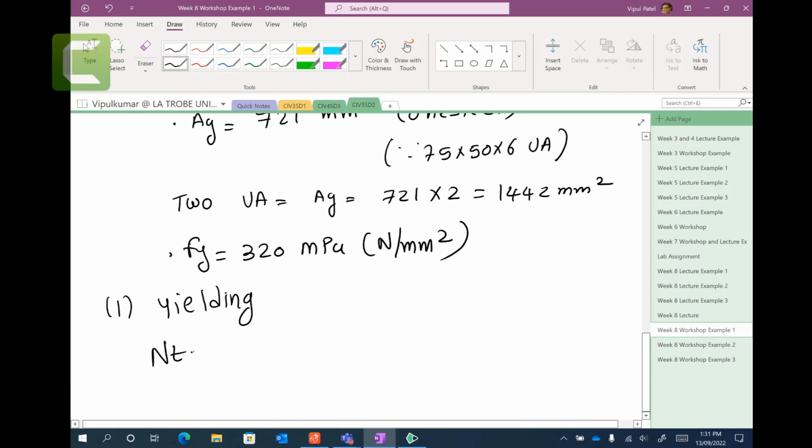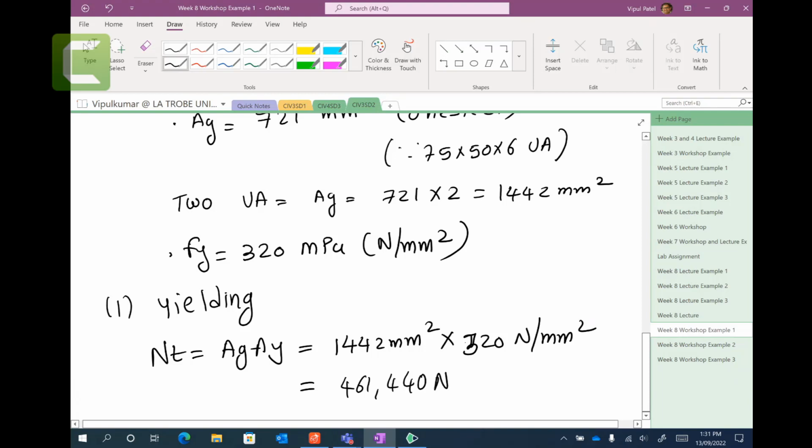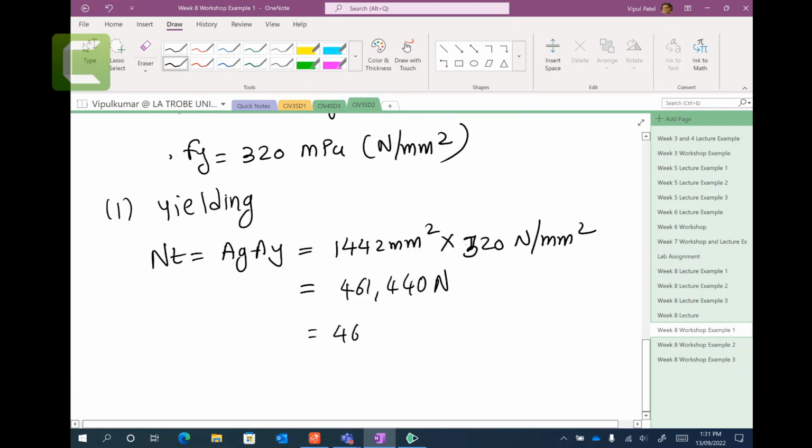We can get it done. Yielding: NT equals AG Fy. AG was 1442 millimeter square times 320 Newton per millimeter square. So 1442 times 320, you get 461,440 newtons, so you get 461.44 kilonewtons. That is the first thing we calculated, and that is the yield capacity.